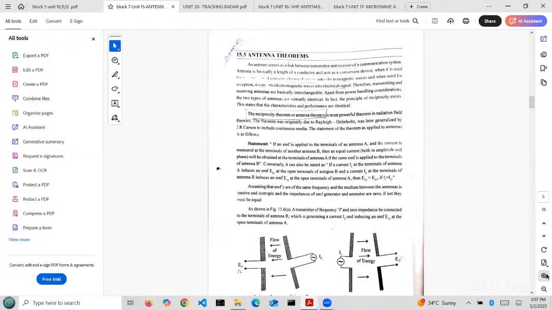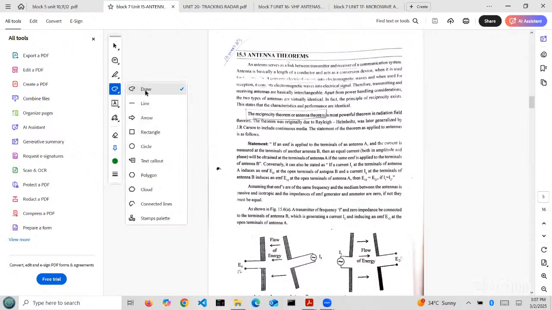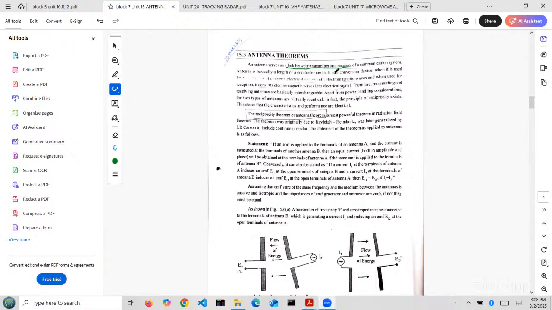What is the main role of antenna here? Antenna means it is a communication channel or a link between transmitter and receiver. Here a communication link between transmitter and receiver, which we are using in the communication system. So here two devices are connected, from transmitter to receiver. In between we will use a channel called antenna. In a communication system, we will use this antenna.